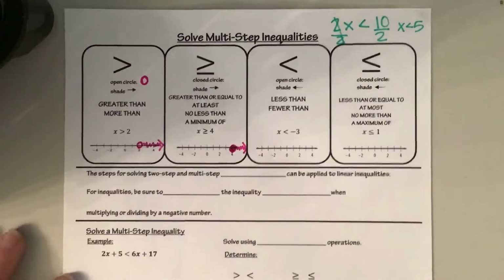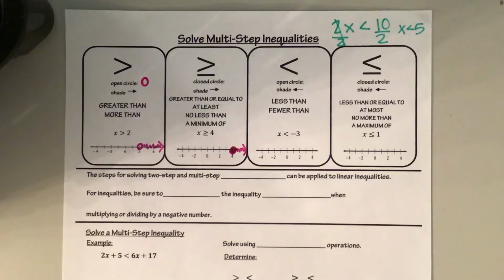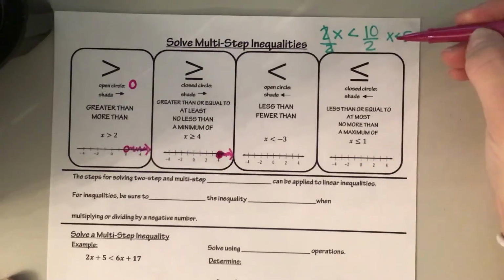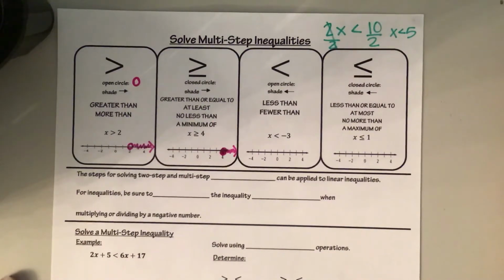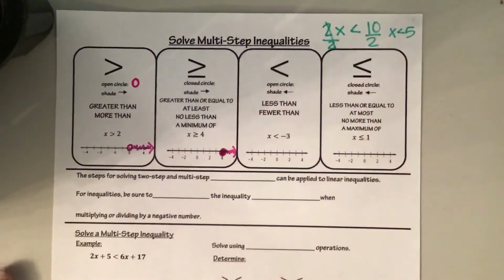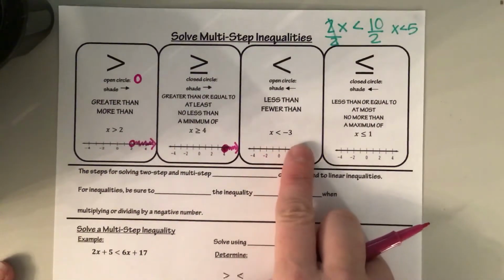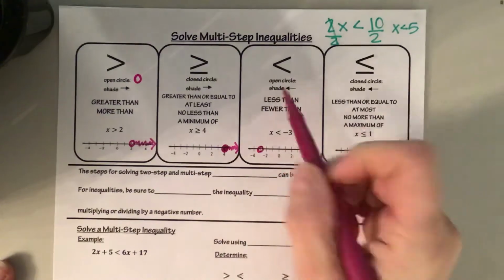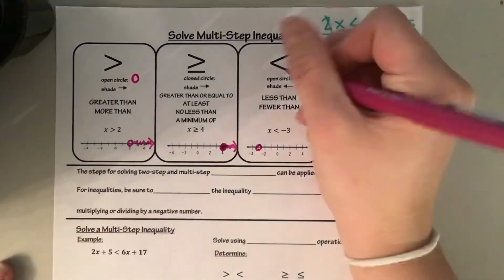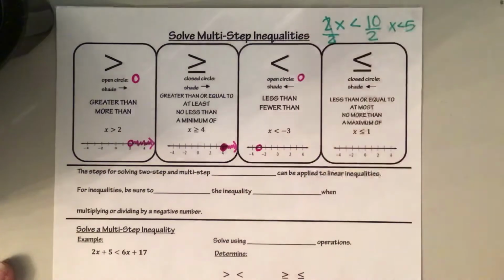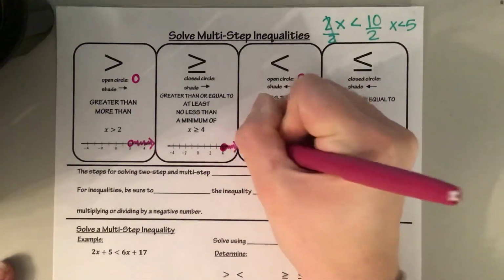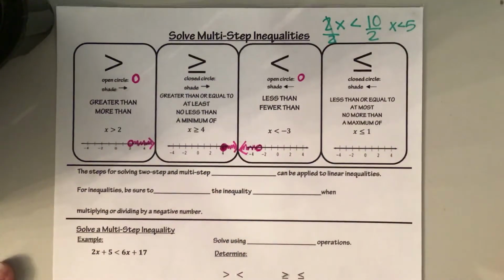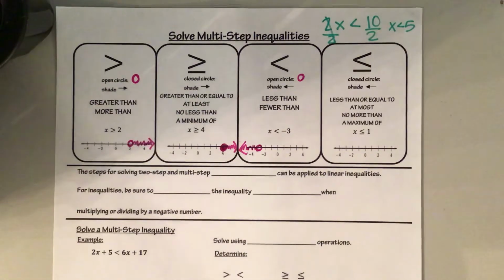Okay, let's look at a less than. Less than or fewer than. So less than is pointing to the left. As long as your variable is on the left side, you can shade the direction that the arrow is pointing. So it's pointing left, you can shade left. X is less than -3. So we're going to find -3 right there. This will be an open circle because it does not have that equal to bar, and we're going to shade to the left. That means that x can be anything less than -3. It can't be -3, anything less than -3.